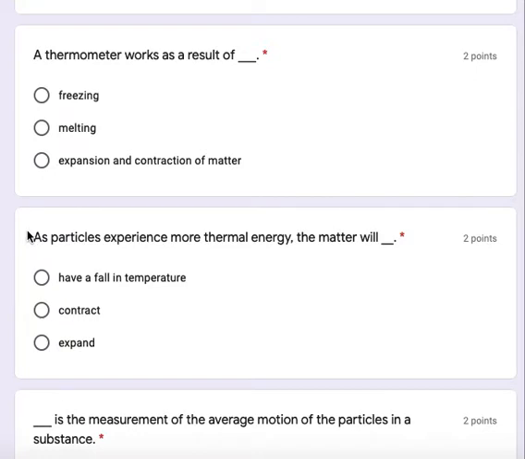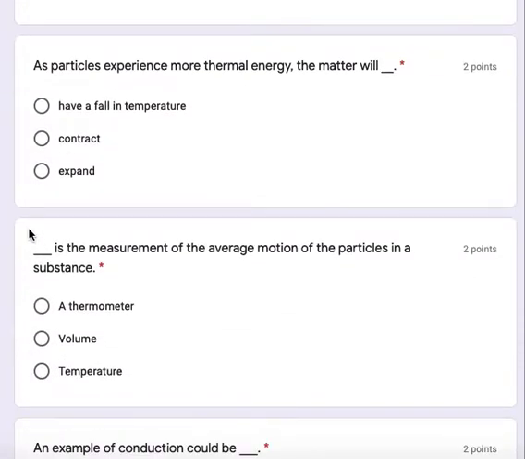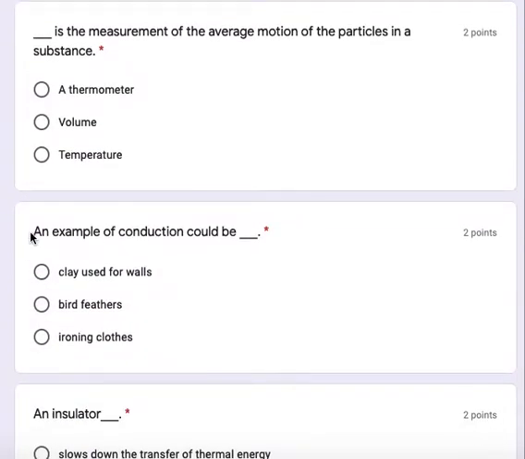As particles experience more thermal energy, the matter will what? Have a fall in temperature, contract, expand. Blank is the measurement of the average motion of the particles in a substance. A thermometer, volume, temperature. An example of conduction could be what? Clay used for walls, bird feathers, or ironing clothes.